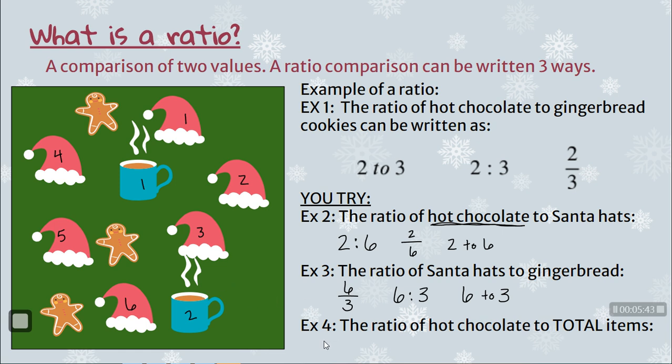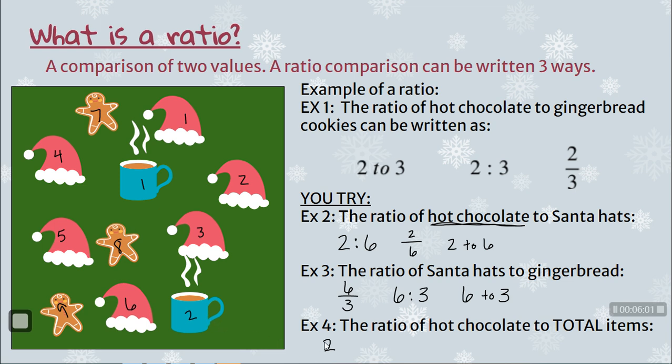Well, we know there are 2 hot chocolate. Now we need to count up all of the items. Well, we know there's 6 Santa hats. Then we have 7, 8, 9, plus, don't forget to go back and include the hot chocolate as items.